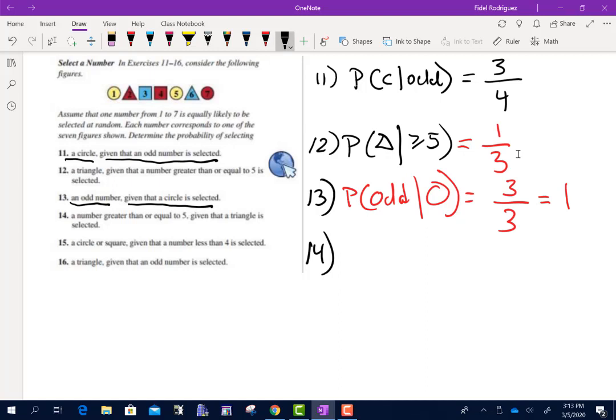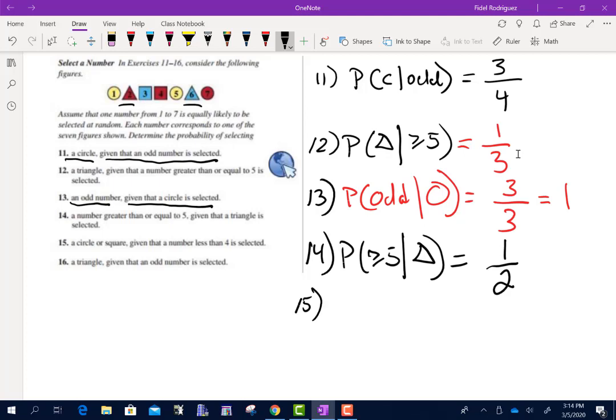Okay, 14 says, what's the probability that we're going to get a number that is greater than or equal to 5, given that we have a triangle. Okay, so I'm going to underline all my triangles. Okay, all right, so how many triangles do we have? We have 2 of them. Out of those triangles, how many of them are greater than or equal to 5? Just the number 6, just one of them, right?